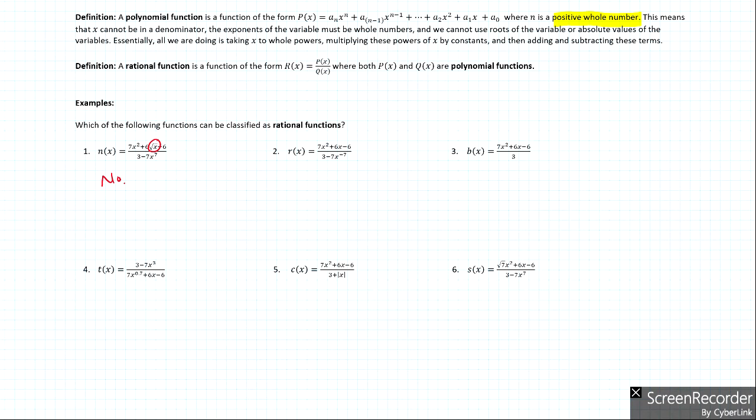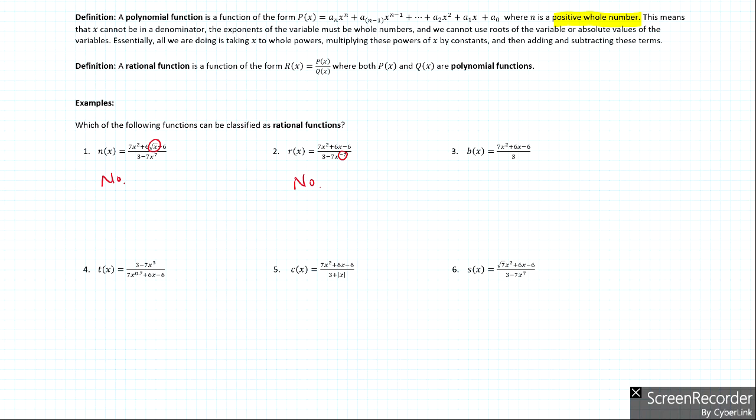Now for part 2, we have this expression. Everything in the numerator is good because the numerator is indeed a polynomial function. But if we look down to the denominator, we see that we have x to a negative 7 power. Remember, we said the power must be a positive whole number, so no, this is not a rational function either.